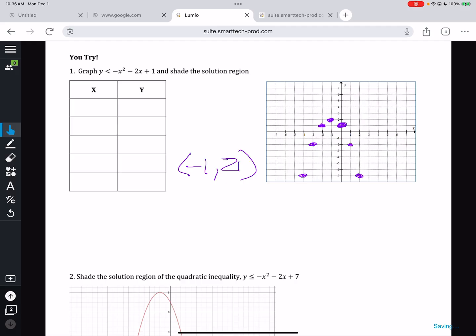For the next one, do you just shade below? Shade the region of the quadratic equation. Is it outside? It's less than.